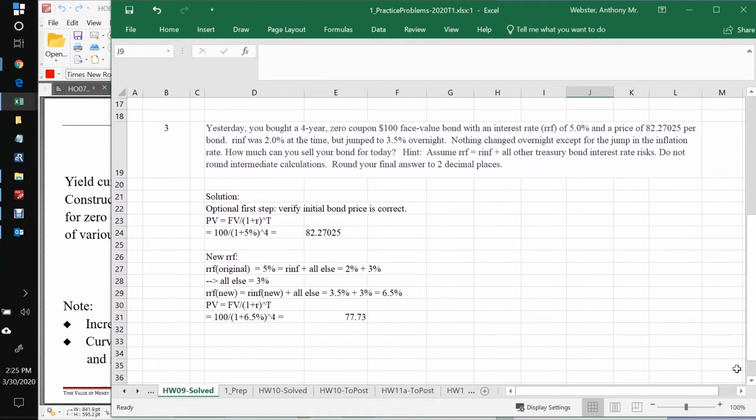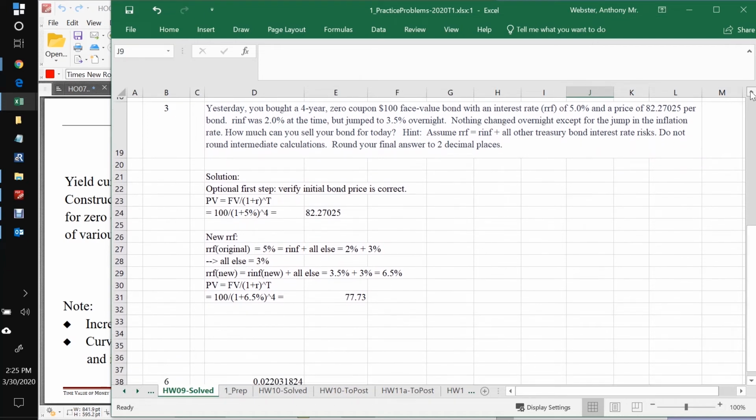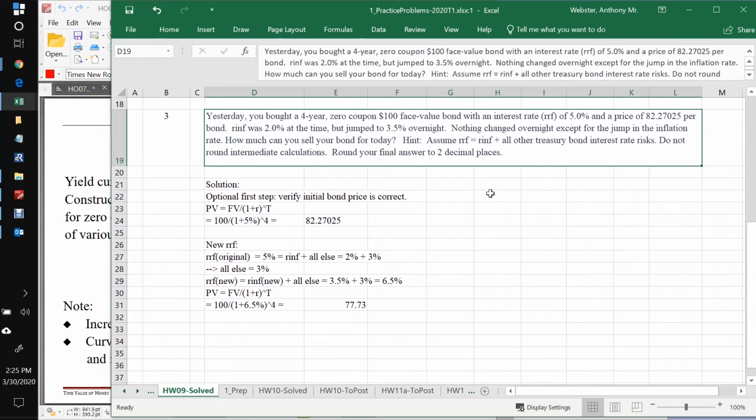And the second type of problem you should know from Chapter 9 specifically is the type of problem that illustrates that treasury securities and risk-free risk, in quotes, are not risk-free. So this is one of these problems where something changes overnight. And so we're assuming that risk-free risk is equal to inflation plus everything else that's measured in treasuries. And so typically in a problem like this, I'll say to you, you've bought a bond like this, and overnight inflation doubles or something. So how much could you sell the bond for?